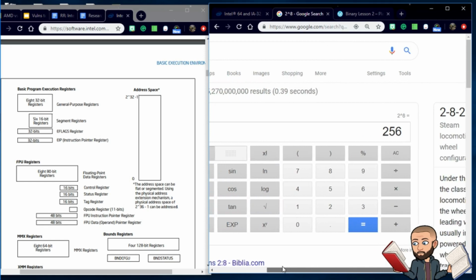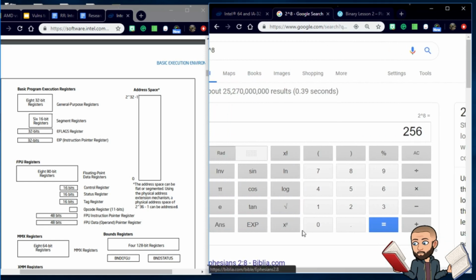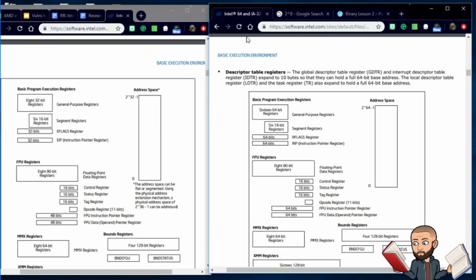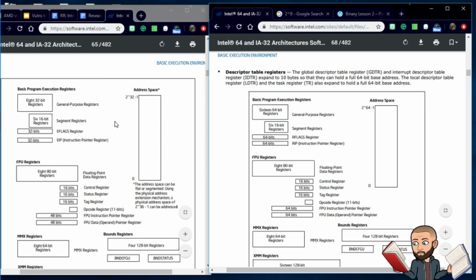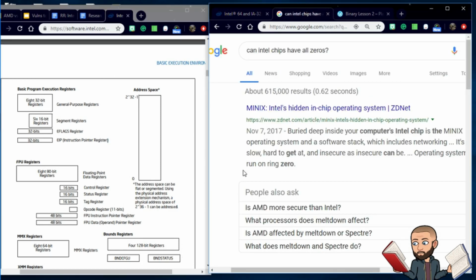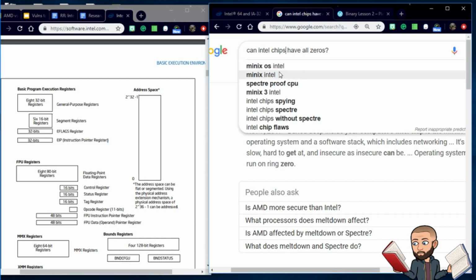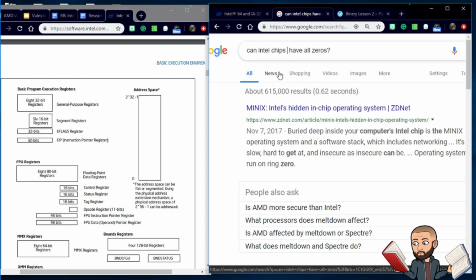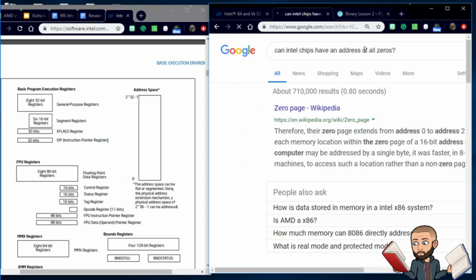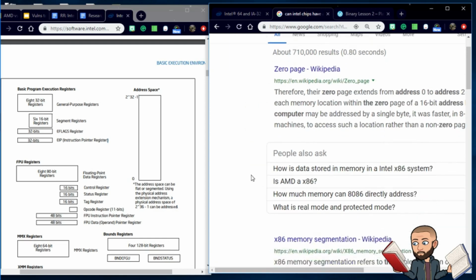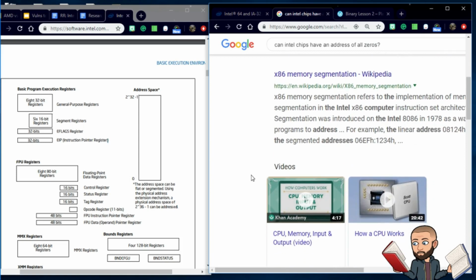So now when I Google 2 to the 8th, that's 256. Why would Intel do a minus 1? I assume because you can't have an address of all zeros. Or can you? I have no idea. This is definitely one of those videos where I talk my way into more knowledge. I Googled that question, can Intel chips have an address of all zeros? And even after I looked through this, I didn't find anything really enlightening.